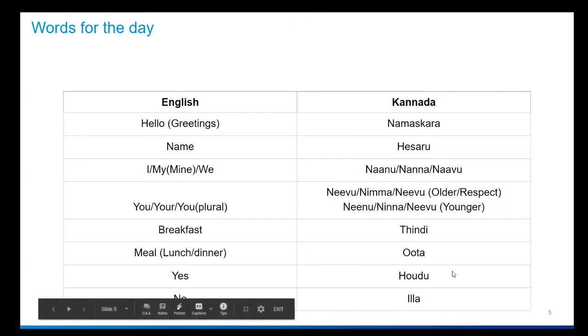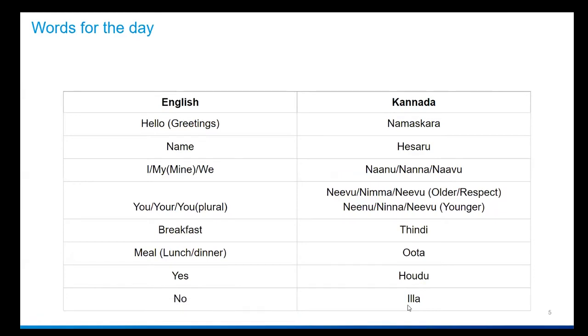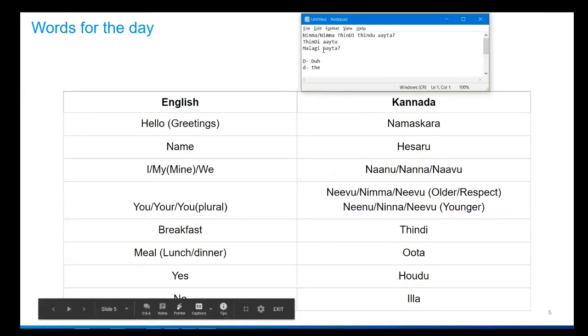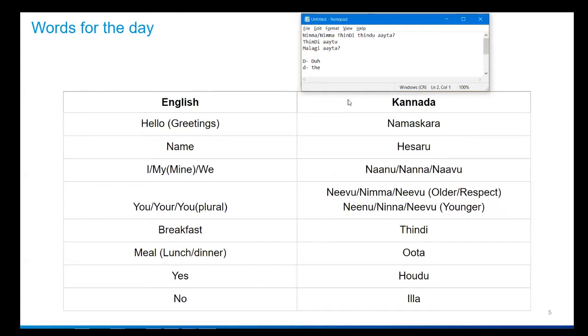Okay. So yes and no. Howdu and illa. For example, now I said that you could say tindi aitu. Now you could add a yes, I'm done eating, or yes, I'm done. So then I could say howdu tindi aitu, or to use illa.